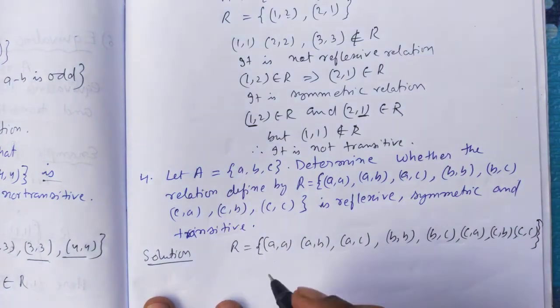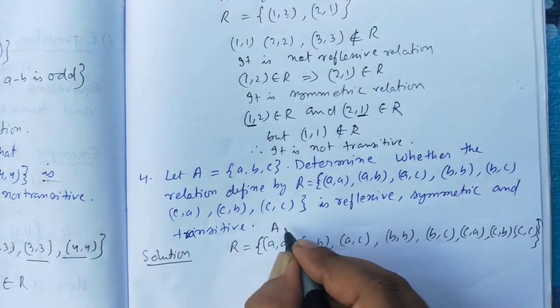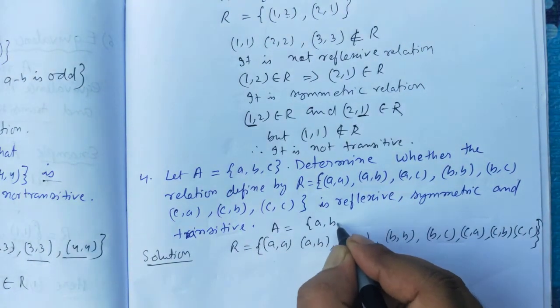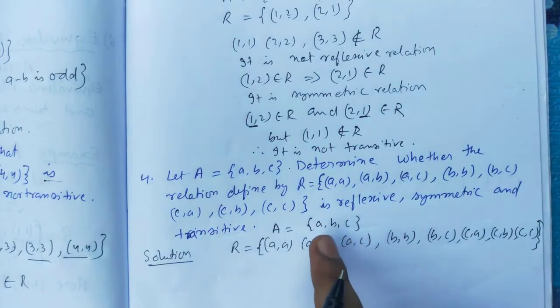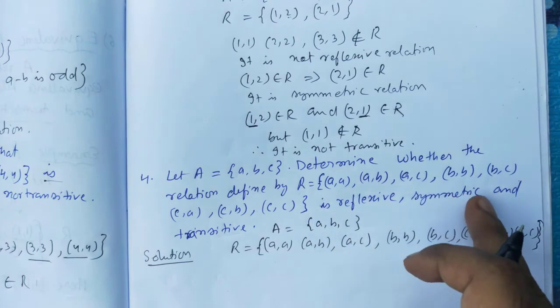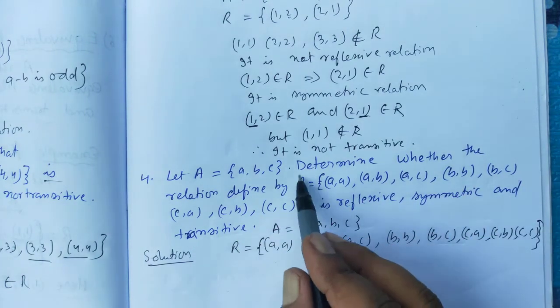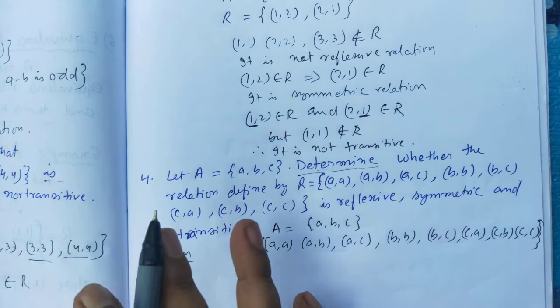They have given A equal to {a, b, c}, I forgot to write this, and R is also given. I wrote it as it is. We are going to check whether R is reflexive, symmetric and transitive or not. It is not a proof, we are only checking.